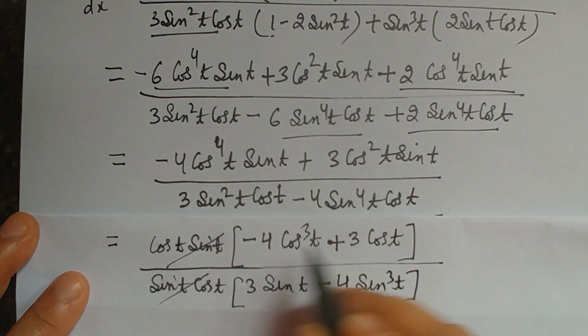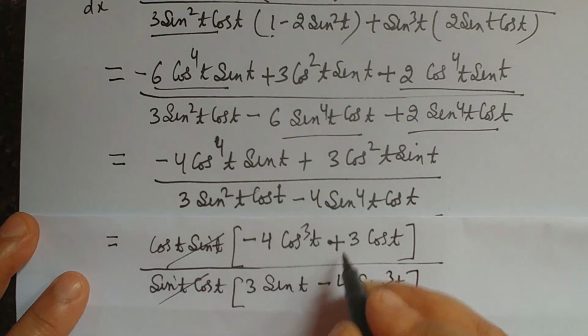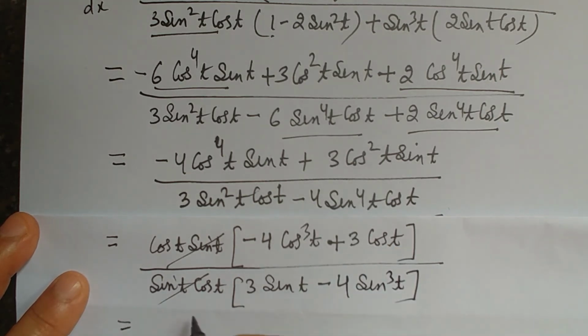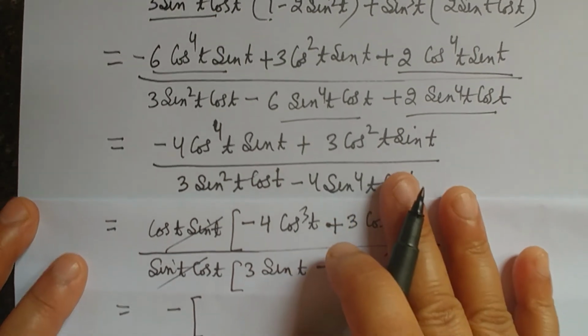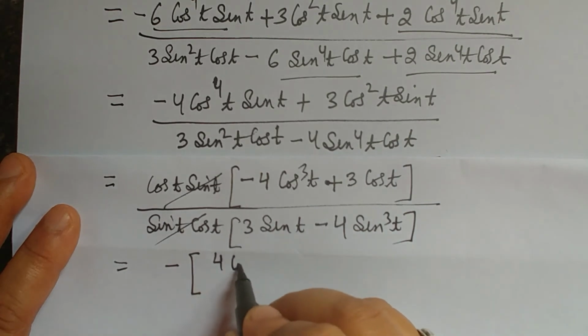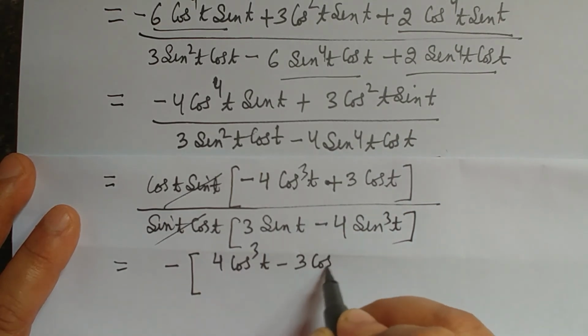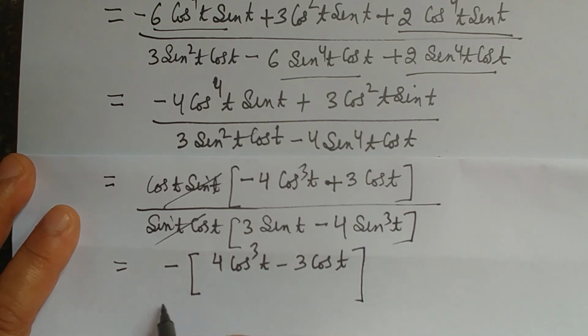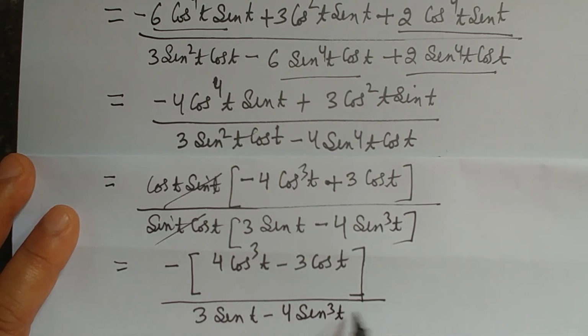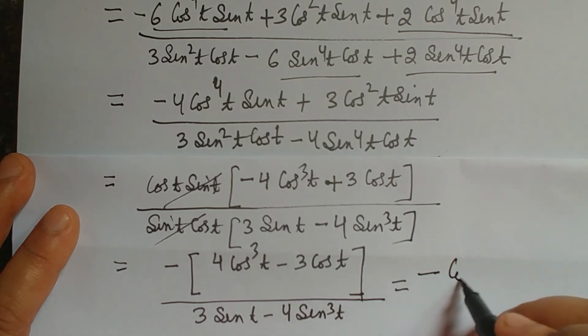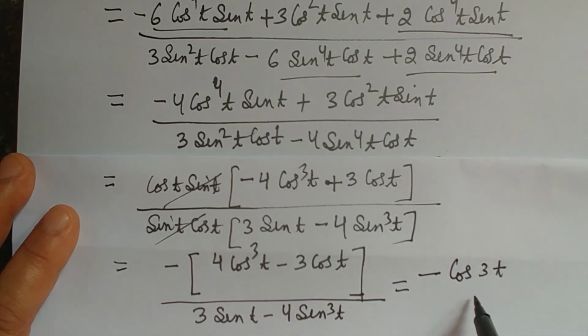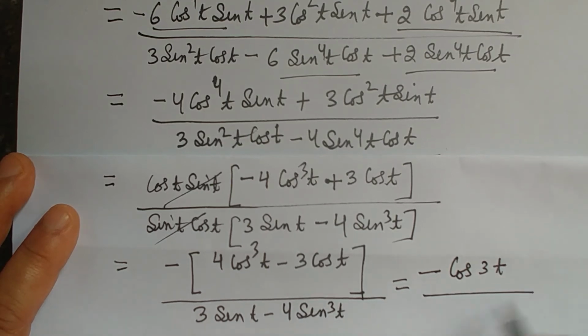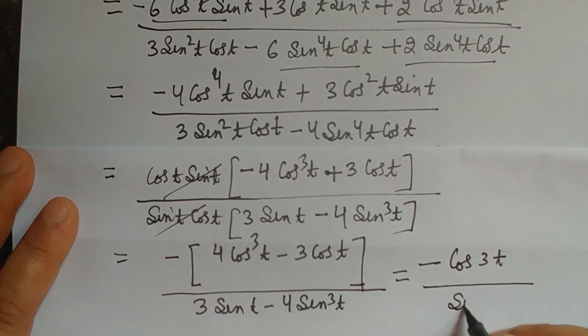Okay. Now just arrange it a bit, and you will see you have two formulas. Let me arrange it: if I take the minus sign common, it becomes 4 cos cube t minus 3 cos t, and 3 sin t minus 4 sin cube t. If you remember, this is the formula for cos 3t, and this is the formula for sin 3t.